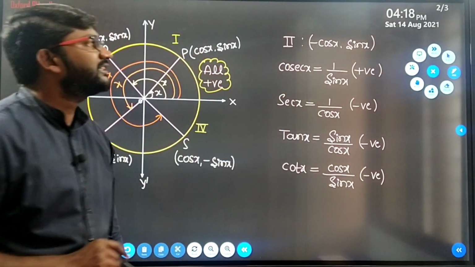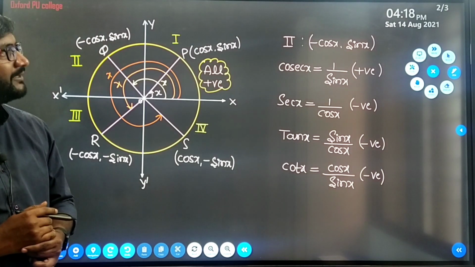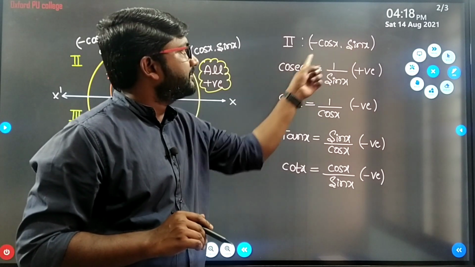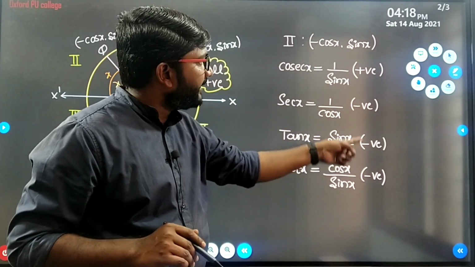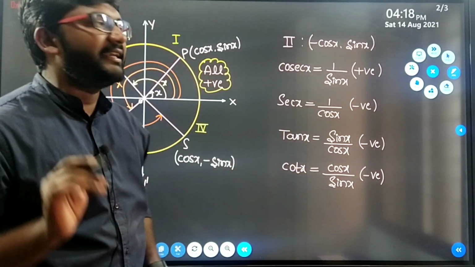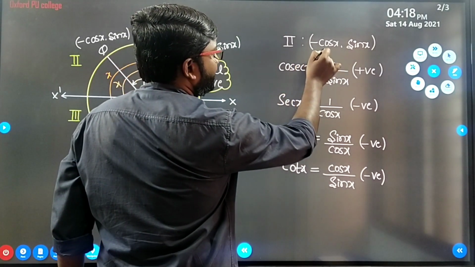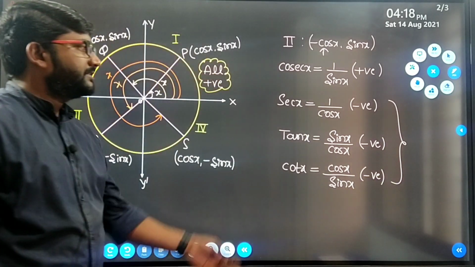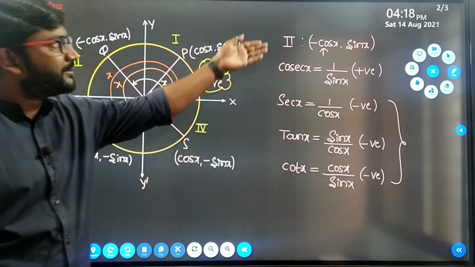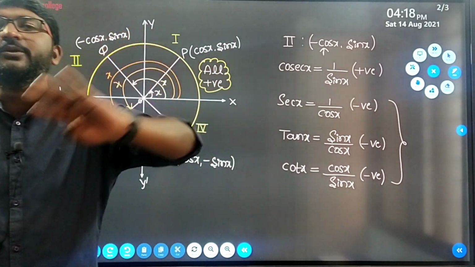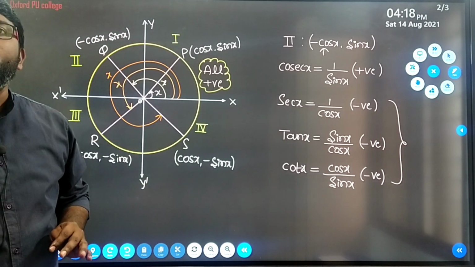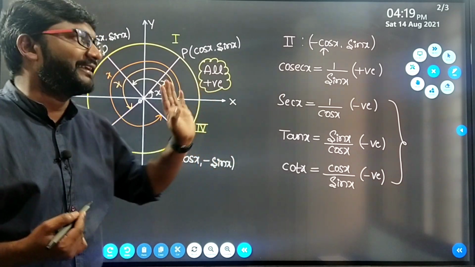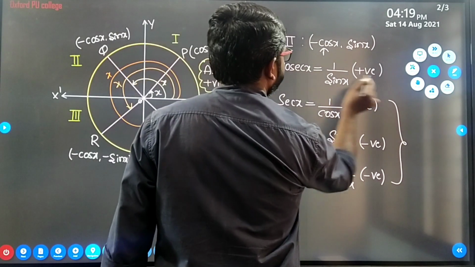So which are all positive and which are all negative in the second quadrant? In the second quadrant, cosecant x and sin x, these two are positive and the remaining are negative. See here, cos x is negative, and secant x, tan x and cot x are negative as well. All these four trigonometric ratios are negative. The only positive trigonometric ratios are sin x and cosecant x. So that we will have to write.